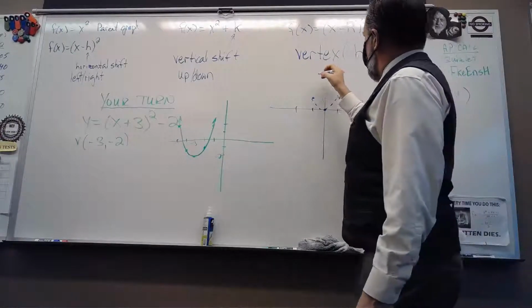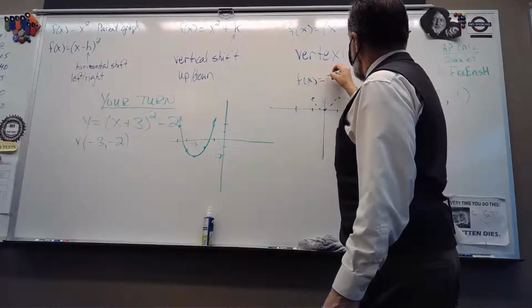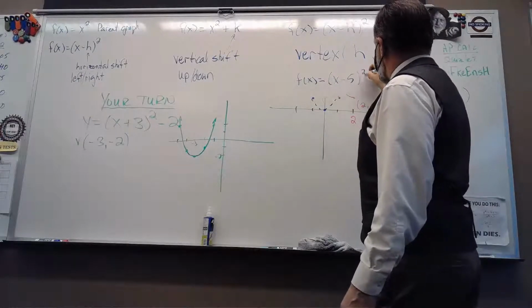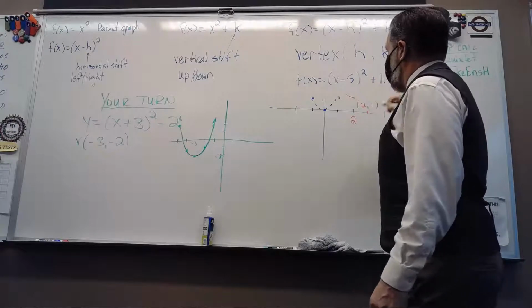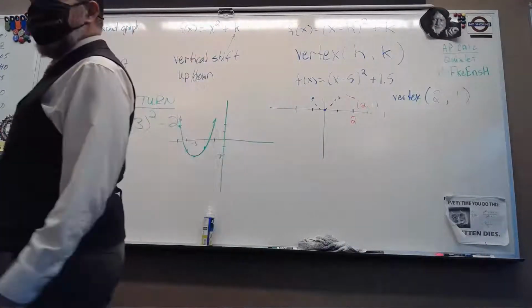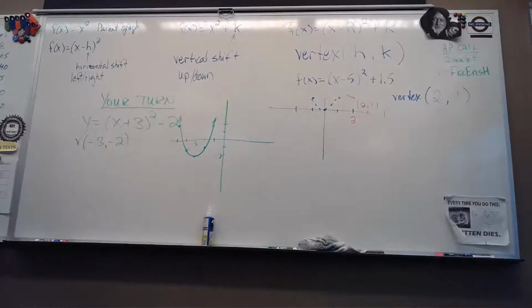Everybody drag your slider until you've got f of x equals x minus 5 squared plus 1.5. That's a lot. I know. Having to drag it all the way over to 5, I bet your dragging finger's just getting exhausted now, huh? Drag h to be 5 and drag k to be 1.5. And then look at your graph. Where's your vertex?